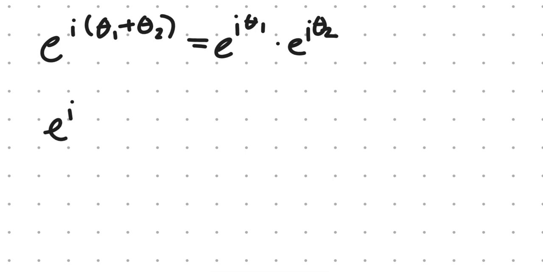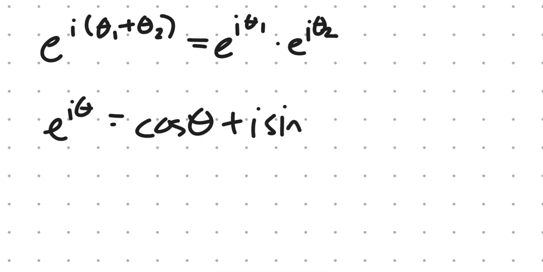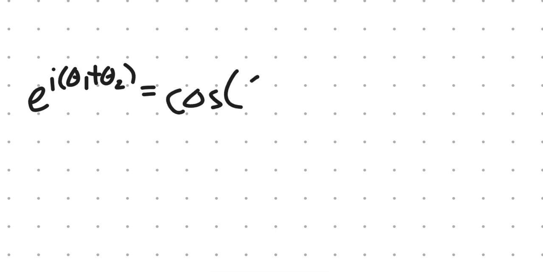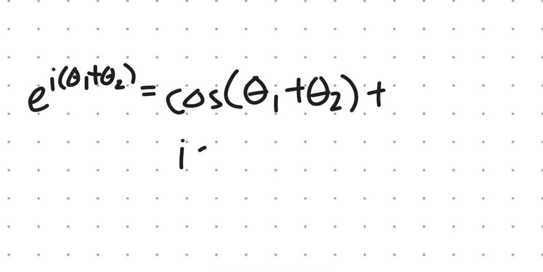Now e to the i theta is equal to cosine theta plus i sine theta. The proof will be maybe later in the future, but I don't have to prove this, because I will be proving this in another video. So since we have this, we can say that e to the i (theta 1 plus theta 2) is equal to cosine (theta 1 plus theta 2) plus i sine (theta 1 plus theta 2).